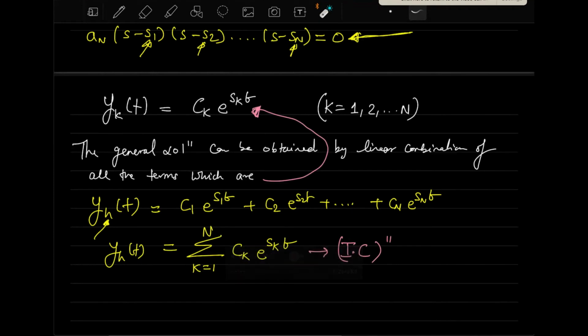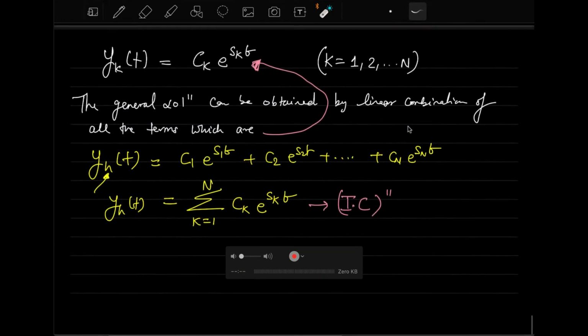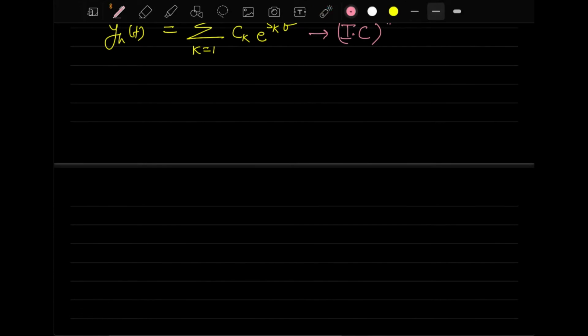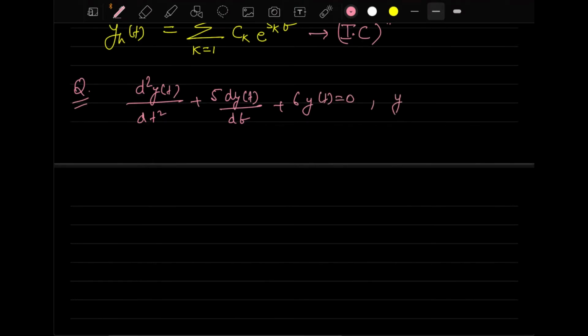Okay. So now, if you do not have any questions, then I think you will be able to solve the questions that I will be giving you now. Let us say you have a question with a differential equation like this, plus 6y(t) equal to 0. Now you have y(0) equal to, let us say, 1.5, and dy(0)/dt equal to 12. So this is the differential equation that we have.